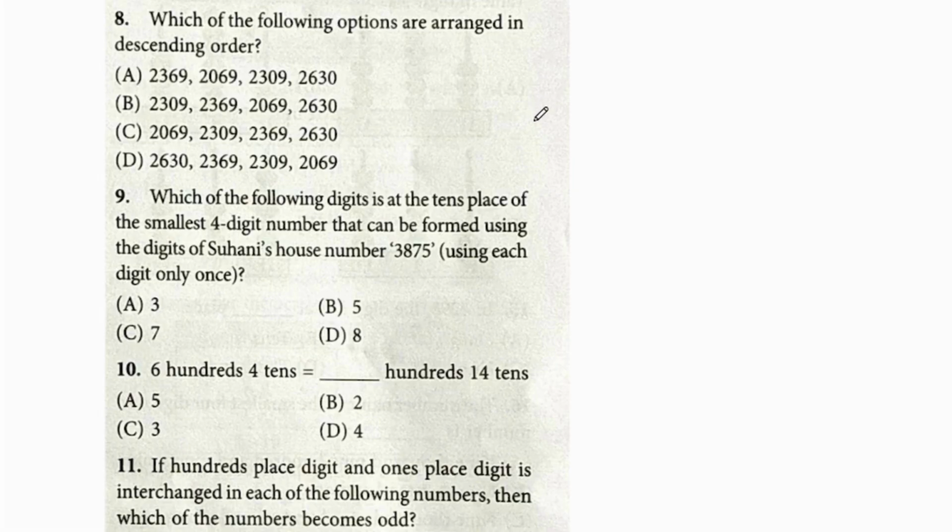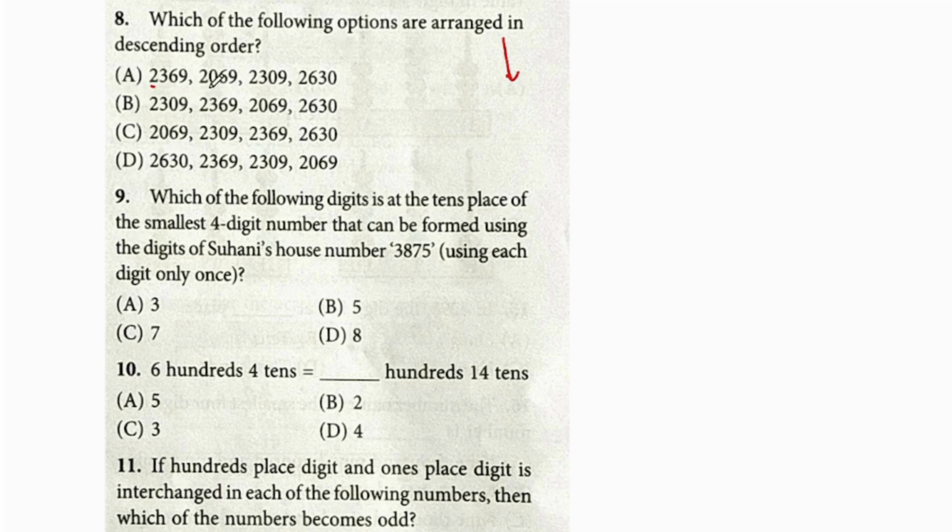Which of the following options are arranged in descending order? You remember descending order means from largest, biggest to smallest. Just keep that picture in mind. If you have any questions or confusion, I have captured it in the practice set. Descending order means it should be from largest to smallest. So which of the following options are arranged in descending order? A, B, C, D.